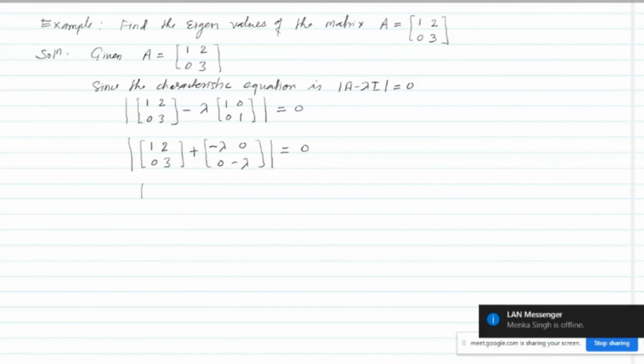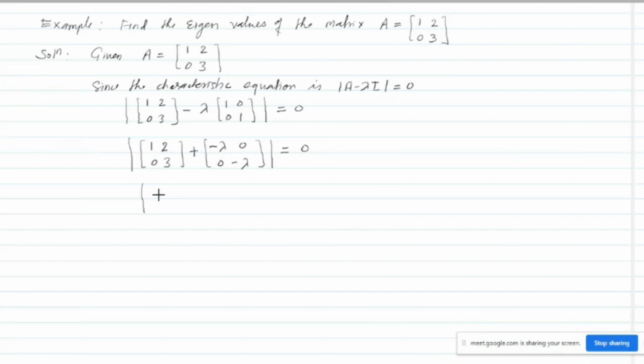Now you can add. So the determinant we apply here: determinant 1 minus lambda, then 2 plus 0, just write down plus 0, then 0 plus 0, and 3 minus lambda. And this equals 0. Just simplify this. So determinant 1 minus lambda, 2, 0, 3 minus lambda, and this equal to 0. I had written A there.